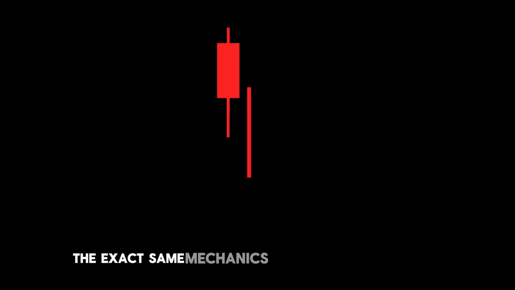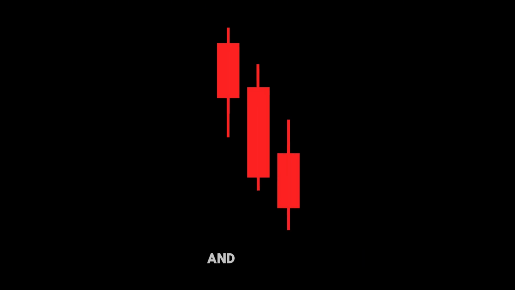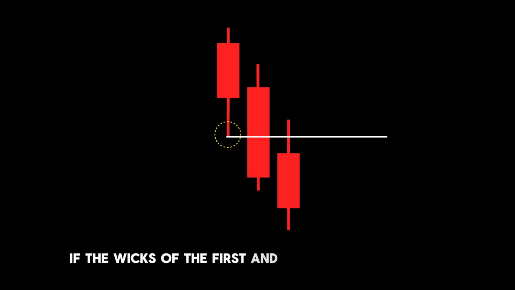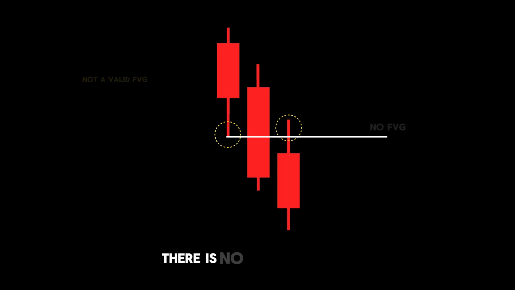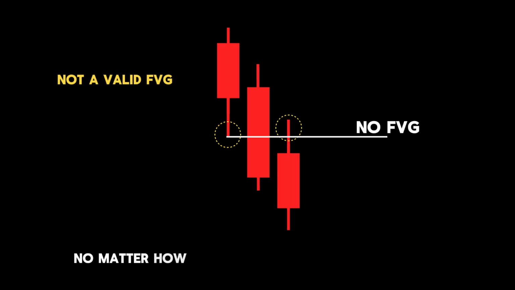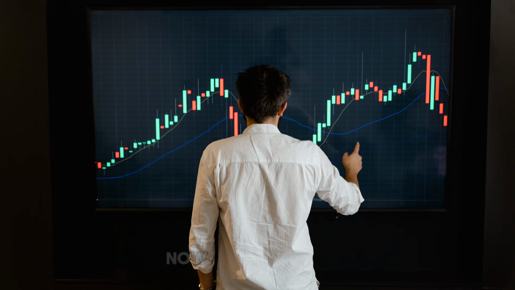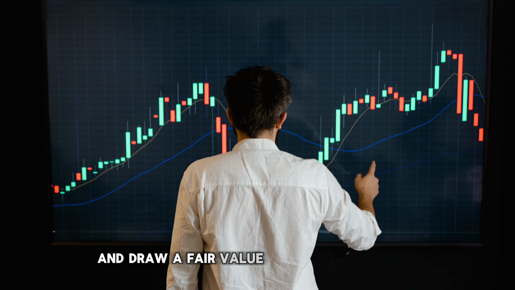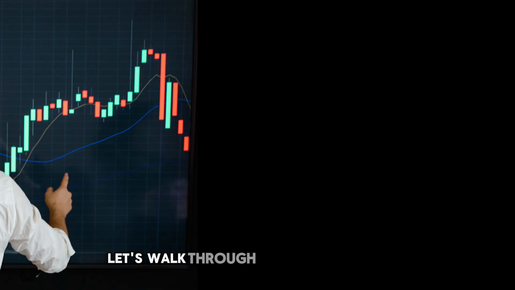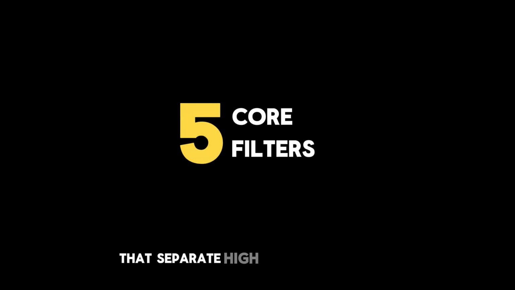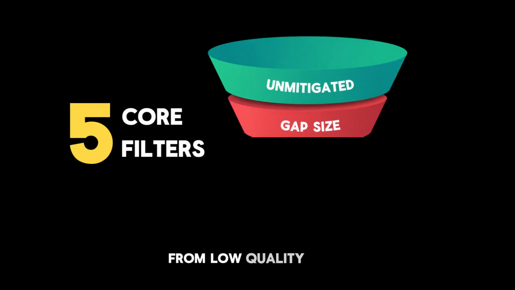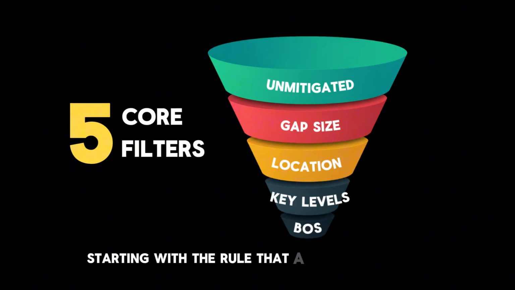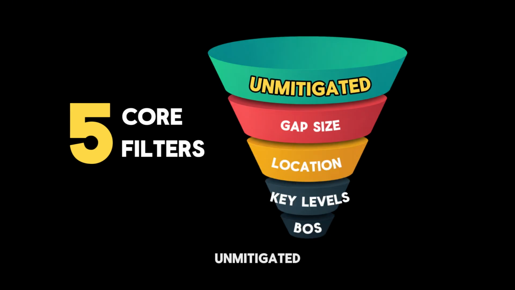The exact same mechanics apply to bearish setups, and remember, if the wicks of the first and third candles overlap, there is no fair value gap, no matter how massive that middle candle looks. Now that you can spot and draw a fair value gap on TradingView, let's walk through the 5 core filters that separate high probability setups from low quality noise, starting with the rule that a gap must remain unmitigated.